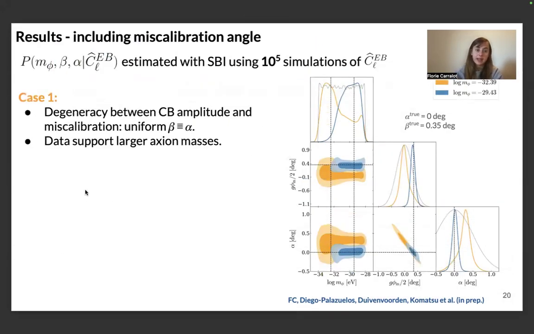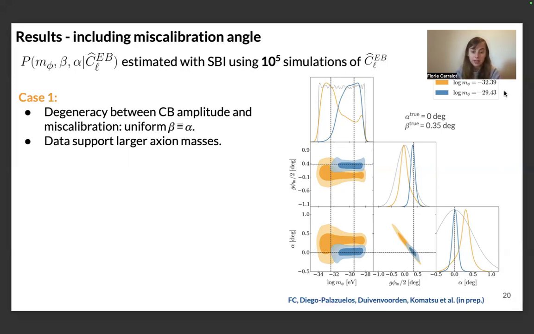Then we did exactly the same, but this time including polarization angle miscalibration. So you can see here the marginal posterior distribution on our three parameters. We consider still the same simulations. For the first case, in orange, we see that there is a strong degeneracy between the cosmic birefringence amplitude and the polarization angle miscalibration, which is due to the fact that for such a mass, the cosmic birefringence effect is scale independent and produces the same effect as alpha on the data.